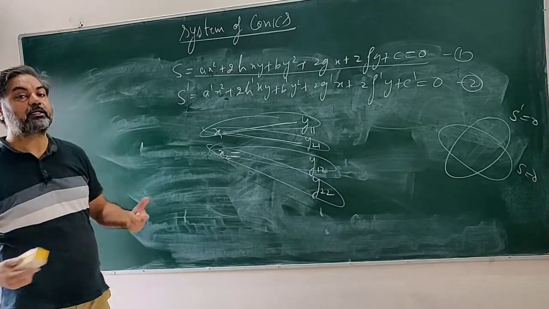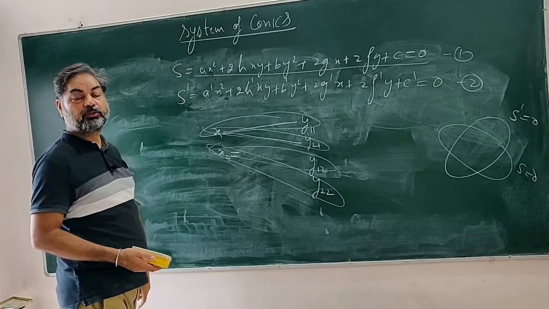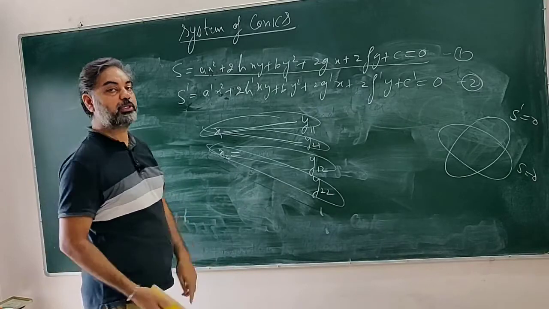So this is the second thing. This is another fact that we have learned about the system of conics. So two conics always intersect at 4 points.